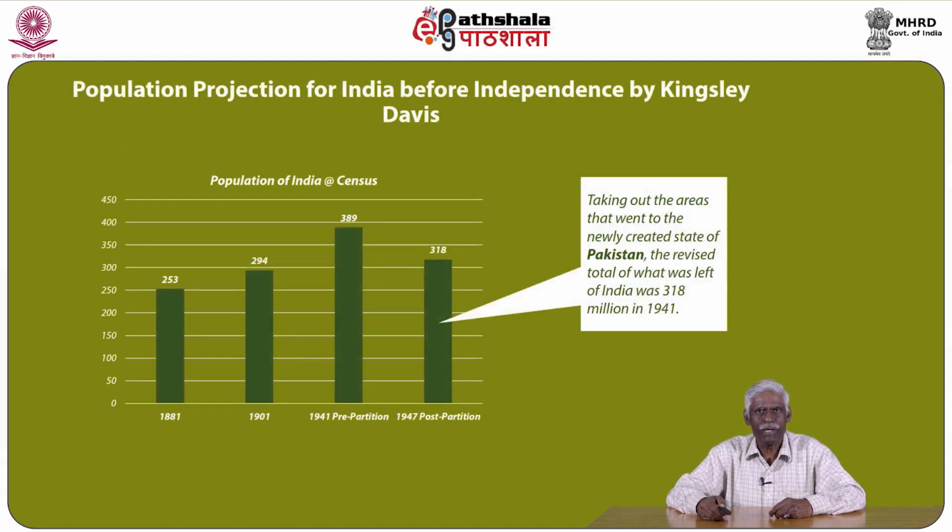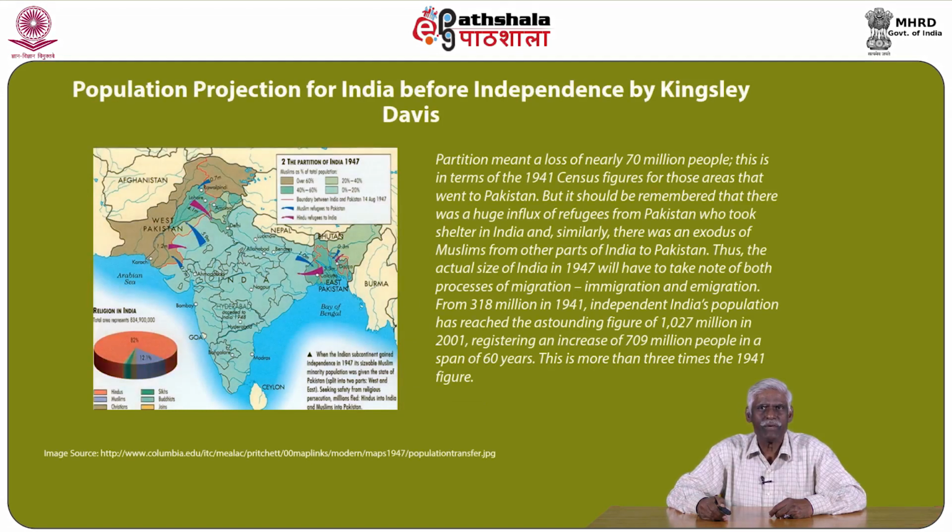The population of India at the time of the first census taken in the year 1881 was as low as 253 million. However, in 1901, the population rose to 294 million. The 1941 census, which was taken before the partition of India in 1947, put the population figure at 389 million. Taking out the areas that went to the newly created state of Pakistan, the revised total of what was left for India was 318 million in 1941. Partition means a loss of nearly 70 million people. This is in terms of 1941 census figures for those areas that went to Pakistan.